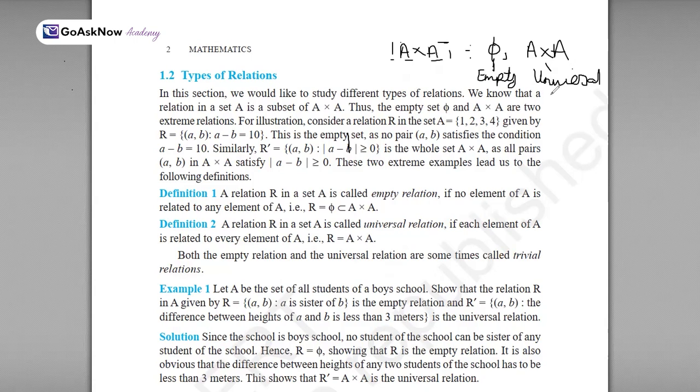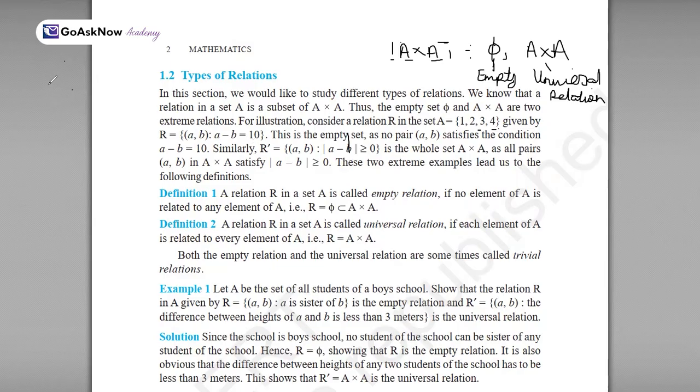So what is the difference between them? The phi is the relation which contains zero ordered pairs of A cross A. And in the universal relation A cross A, all the ordered pairs are present in the relation. Okay, so we will see one example so you can understand properly. For example, on set A, a relation is given, and set A is given as 1, 2, 3, 4. The relation is given as (a, b) where a minus b is equal to 10. So this is an empty set.